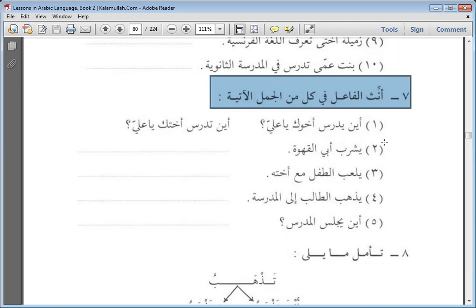And we have an example. So here we are given some sentences, and we have to change the doer of the verb, the fa'il, to feminine. And therefore, if you change that to feminine, we have to change the verb to match that, to agree with that. So let's see the first example.